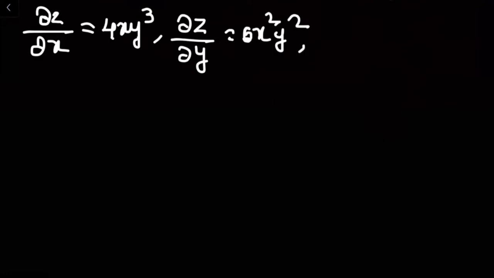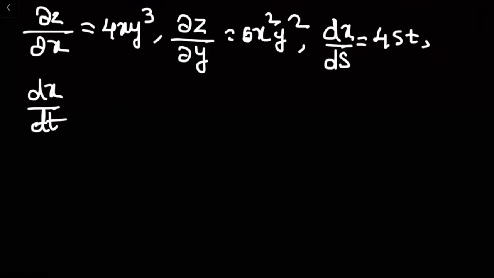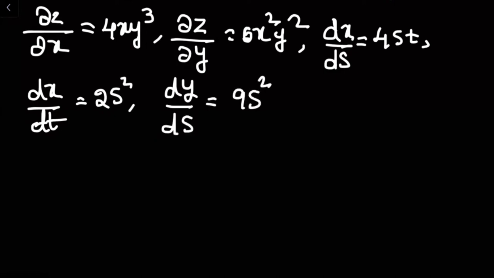And therefore, differentiating x with respect to s, we can get 4st. Differentiating x with respect to t, we'll get 2s². And differentiating y with respect to s, we'll get 9s²t. And finally, differentiating y with respect to t, we'll get 3s³.